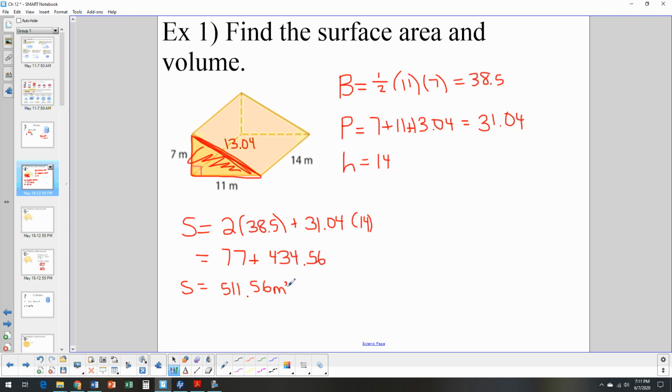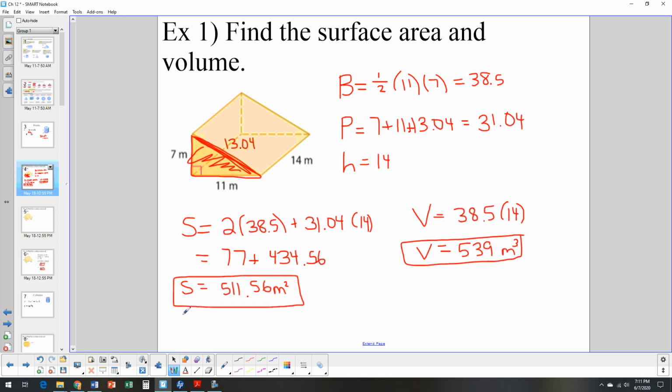All right. Surface area is an area, so the units are going to be squared. Volume, we said, is going to be a little simpler. It's just going to be base times height, area base times height. So it's going to be 38.5 times 14. So that is going to be 539. Since volume takes 3 different dimensions into account, we're going to have units that are cubed. All right, and there's our volume.